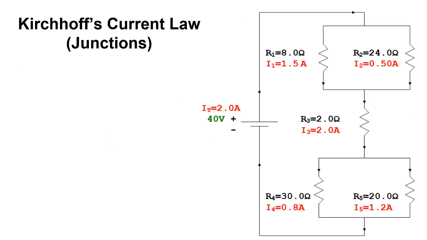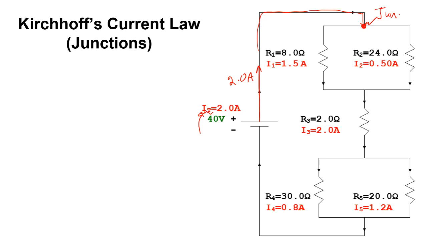Okay, so Kirchhoff's current law. I've now put currents onto the circuit on your screen. This IT means total current. We talk about total current as the current that runs through the battery in our circuit. So in this circuit, the total current running through the battery is 2 amps. So 2 amps leave this battery and it comes around and it hits what we call a junction point.